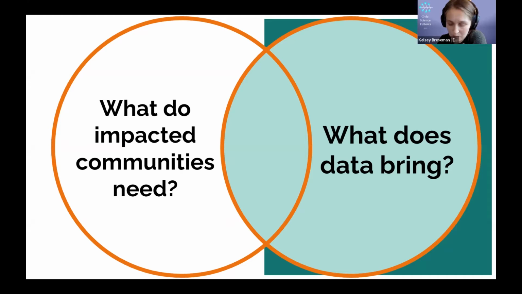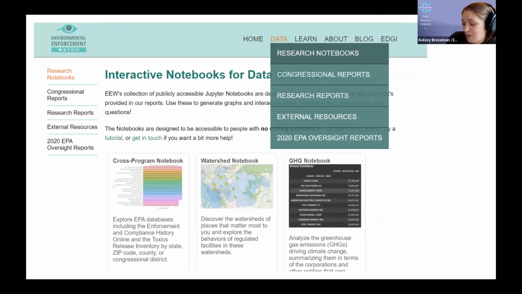And so we can talk a little bit about what data brings. This is going to be even shorter. We just republished our website, which is environmentalenforcementwatch.org. It has these really cool resources and tools. And if you were here at the summer meeting, these will look familiar to you. We had a cross-program notebook and a watershed notebook at the time, and I direct linked them to you, but now they're available on our website in this data tab.